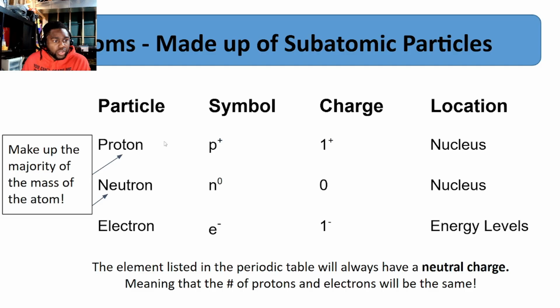Okay, so again, just another visual for you guys. Protons, here's the symbol that we use, a P with a plus sign. A positive 1 charge, we see with the location. Neutrons, an N with a 0, there's no charge, located in the nucleus as well. And then our electrons, which is an E with a dash. And then we have a negative 1 charge, and that's typically in the energy levels.